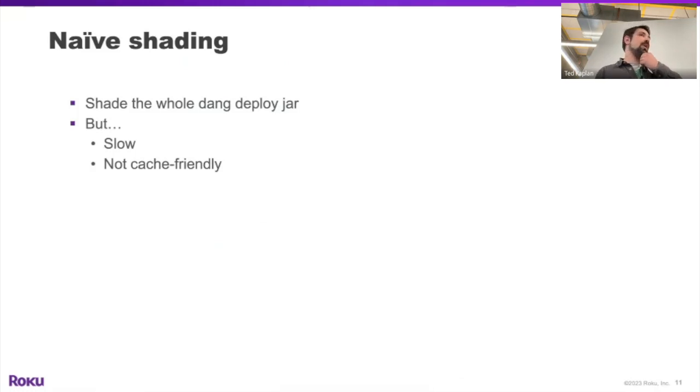So the naive way of doing this is you can take your deploy jar and shade the whole dang thing. But this is slow. Deploy jars tend to be big, maybe 50 to 100 megabytes. It takes time to shade the whole thing, and it's also not cache friendly. If any of your dependencies change, the cache for this shading is going to be invalidated, and you have to do it again.